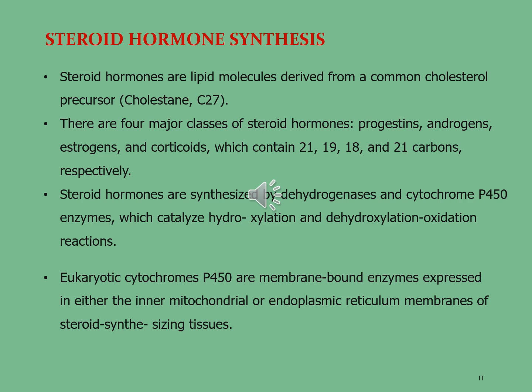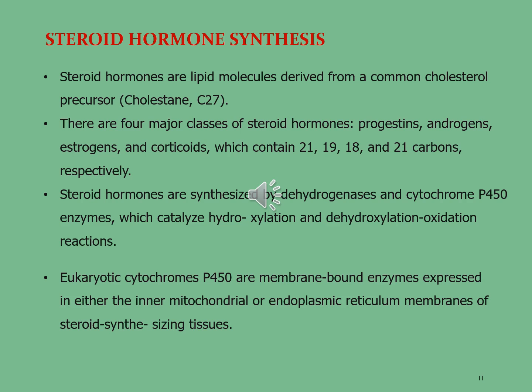Let's see the steroid hormone synthesis. Steroid hormones are lipid molecules derived from a common cholesterol precursor, that is cholesterol, carbon 27, which means the total number of carbon atoms within the basic structure of cholesterol is 27. There are four major classes of steroid hormones: progestins, androgens, estrogens, and corticoids, which contain carbon 21, carbon 19, carbon 18, and carbon 21 respectively.